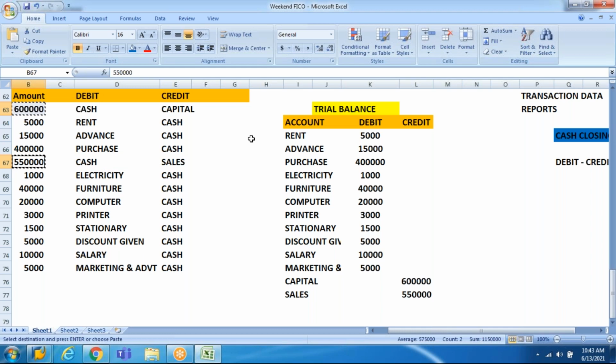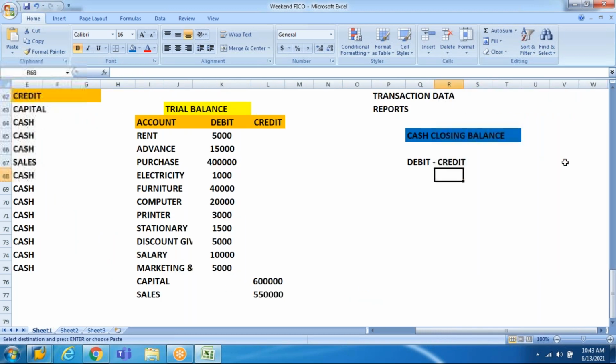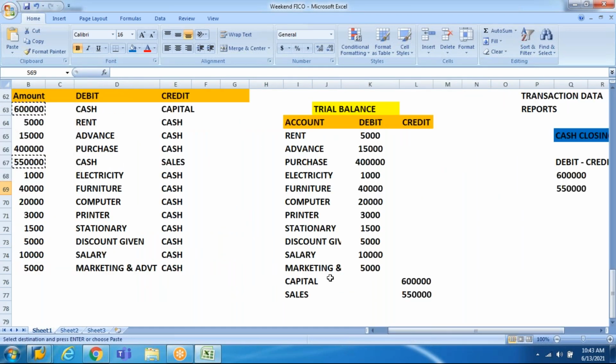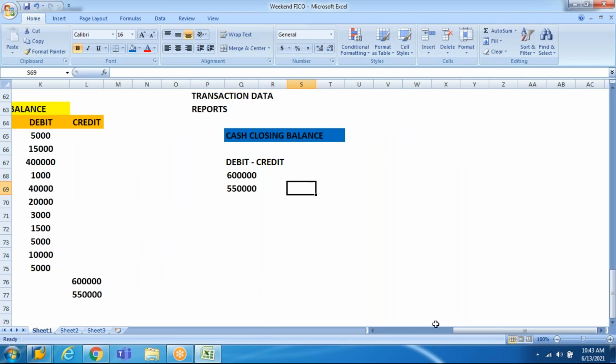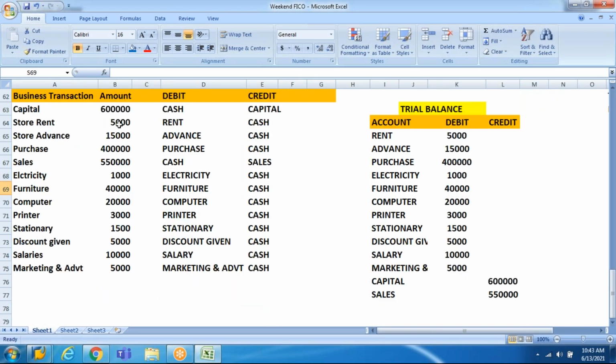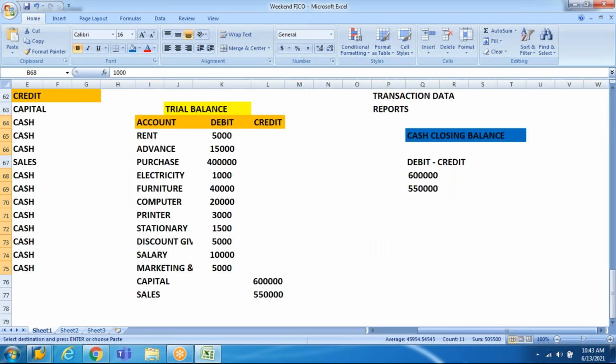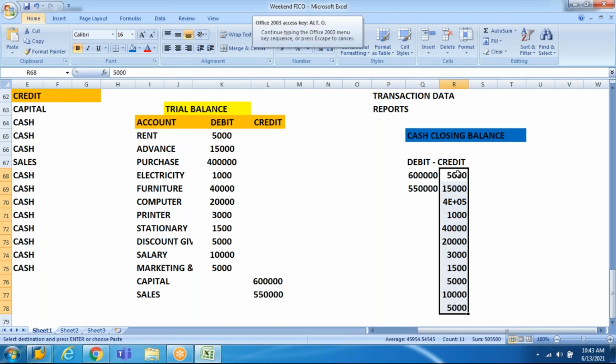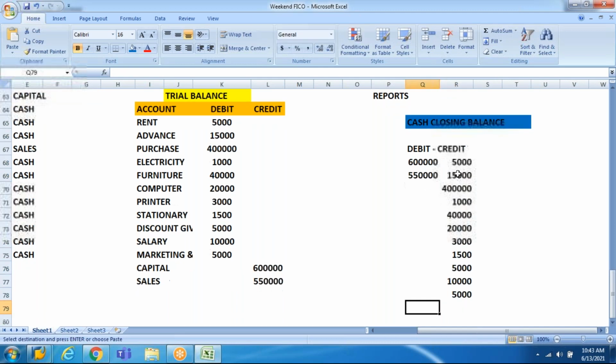So let me copy these two figures. This is debit. And if you take the credit, there are so many credits. Let me copy them. Capital I need to ignore. So these three, correct? These three and all this. Copy. Did I copy properly? Sales and capital, right. If I come here and put these here, this is how you prepare your ledger account.